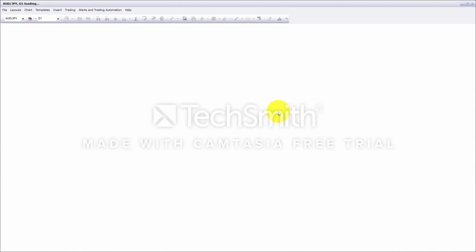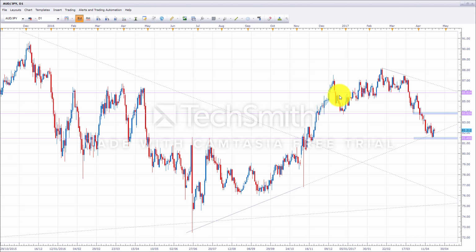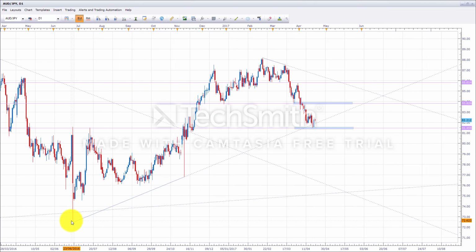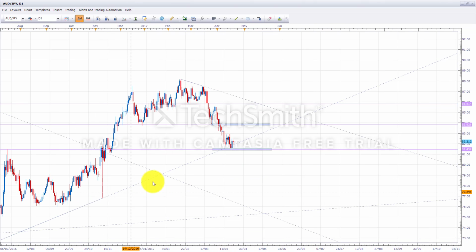Next pair I'd like to look at is Aussie Japanese Yen. Aussie Japanese Yen, as you can see, let me just realign this properly. We do have an upward sloping trend line from here, and this upward sloping trend line and this downward sloping trend line again puts this currency pair into a kind of wedge pattern.